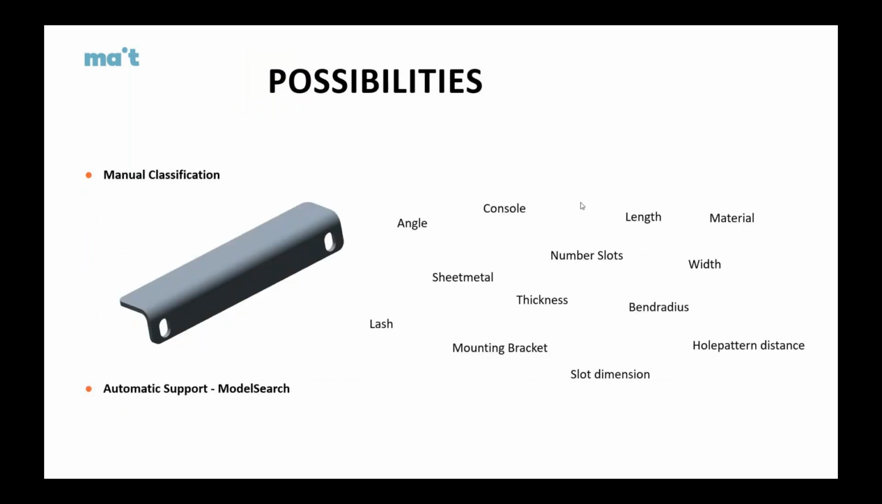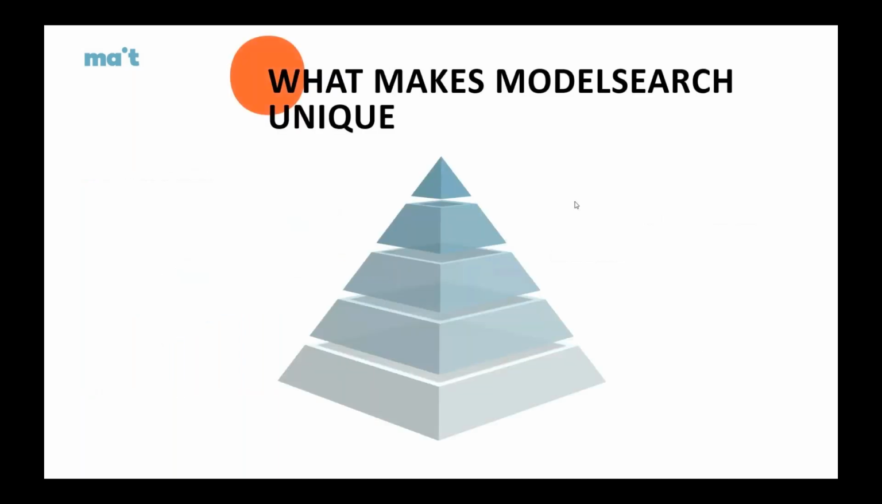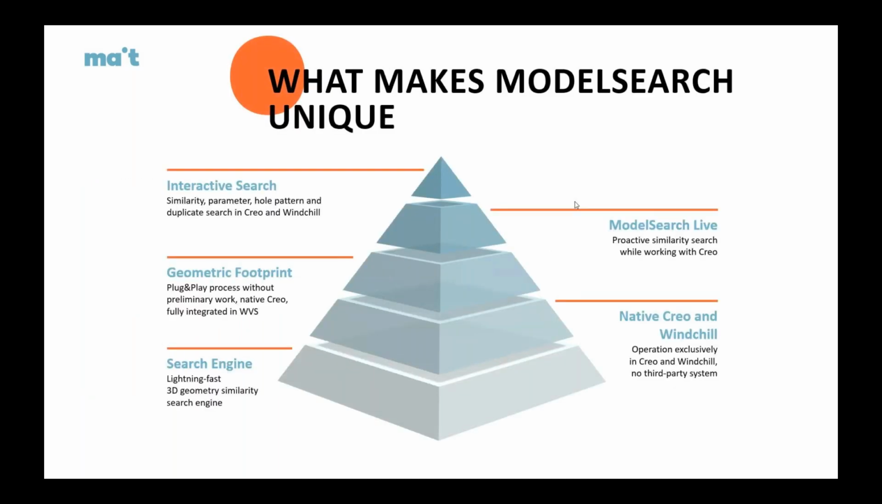So if you imagine just doing a manual classification of parts, there's so many different attributes that have to be classified manually, and that is very time consuming, very difficult, and error prone, to be honest. But with ModelSearch, those classifications are done automatically, right? So what makes it unique is the search engine to begin with.